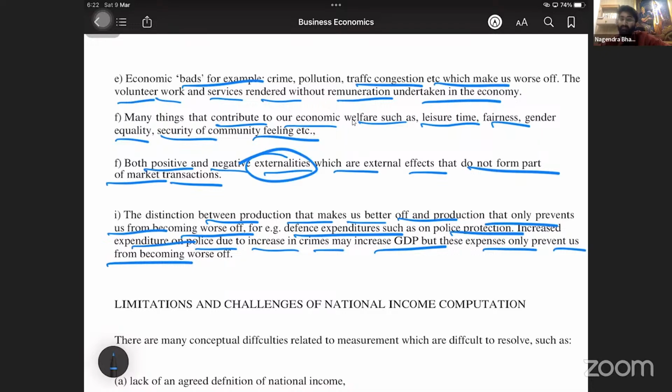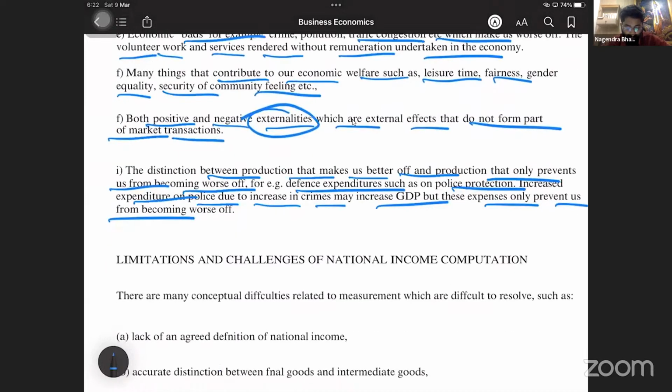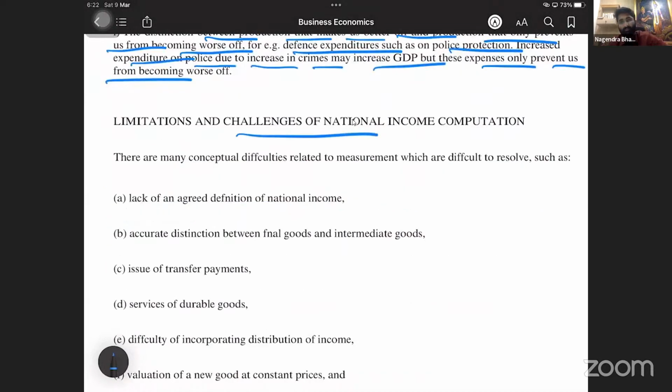So there is GDP and welfare. Okay. Lastly, what are the limitations and challenges of national income computation? Lack of agreed definition of national income. What is national income? It is GDP, NDP, GNP, NNP, GDP at factor cost, NNP at factor cost, GNP at factor cost, NDP at factor cost. What is the answer? Finally, we concluded that NNP at factor cost is national income, but there is no proper definition of national income.